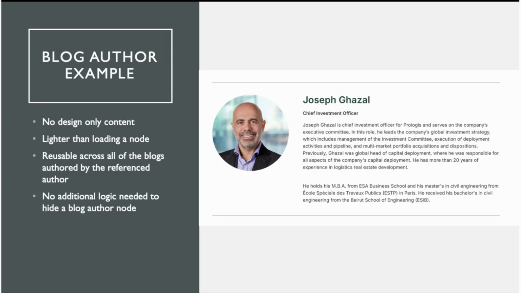This is not the only solution for doing this, but if your blog author is going to be shown with a list of their blogs, you may want to just make a page out of a view and use arguments to be able to pull that view together. It's reusable across all the blogs that are referenced to this author, and there was no additional logic needed to hide the blog author node.